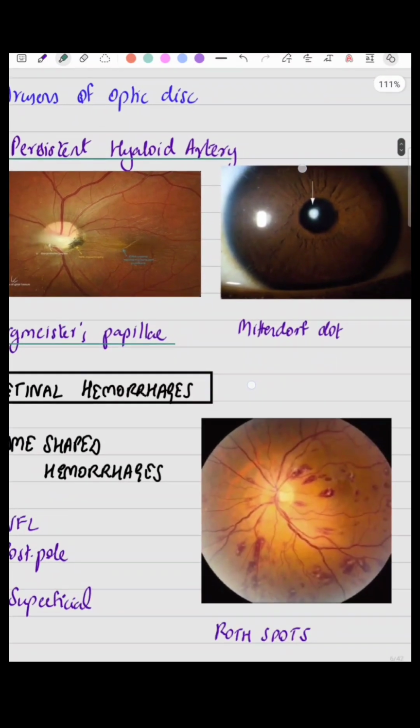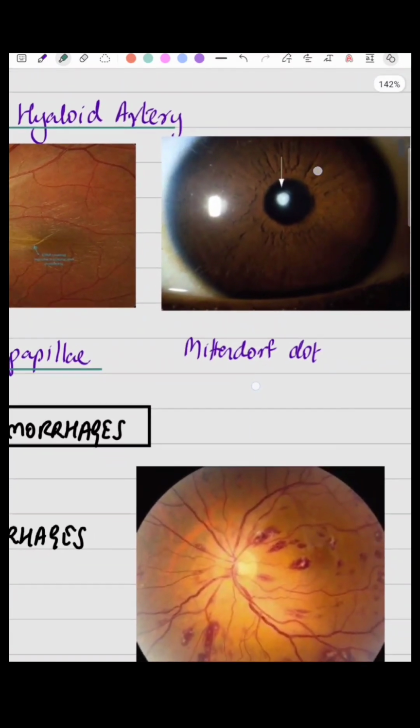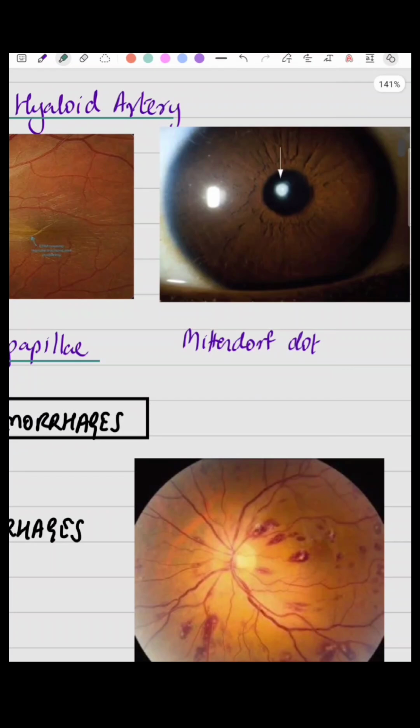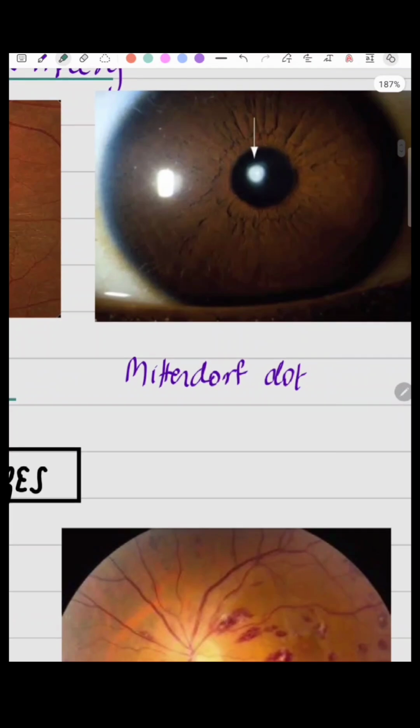Then we have the Mittendorf sign, which is also a congenital anomaly due to the persistent hyaloid artery, a remnant of the end of the hyaloid artery attached to the posterior lens capsule. This is the Mittendorf dot.